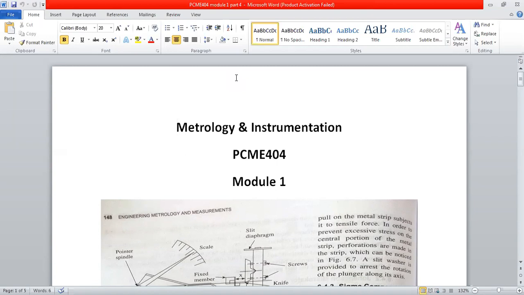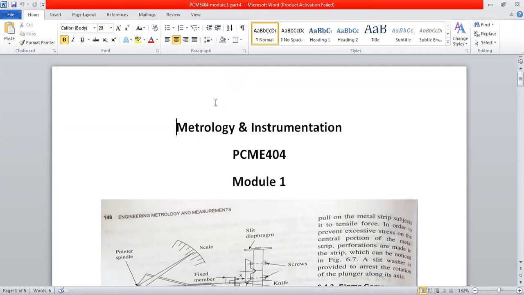Another comparator is the Sigma comparator. This is not named after a scientist. It is actually based on the Sigma Instrument Company. The Johansson Microcator is based on the name of the scientist.